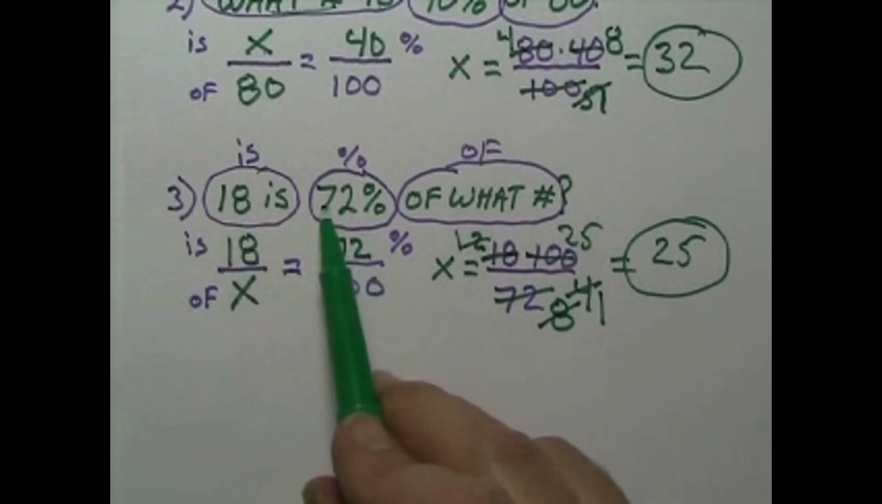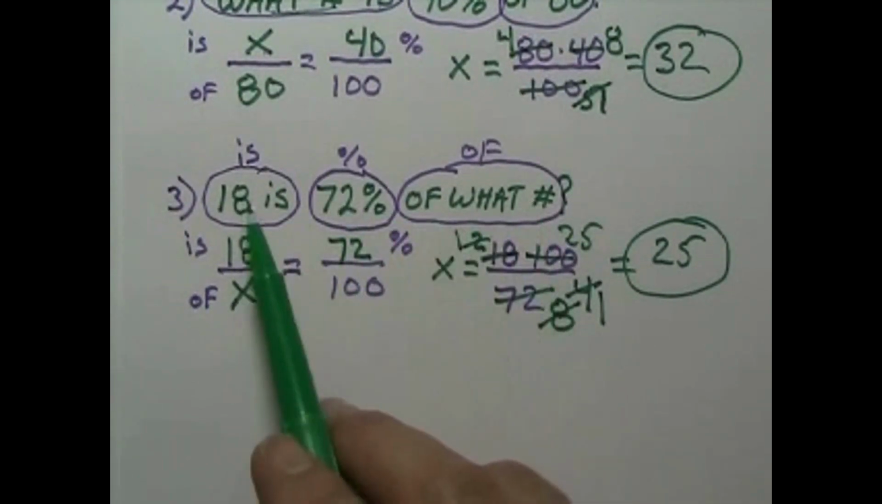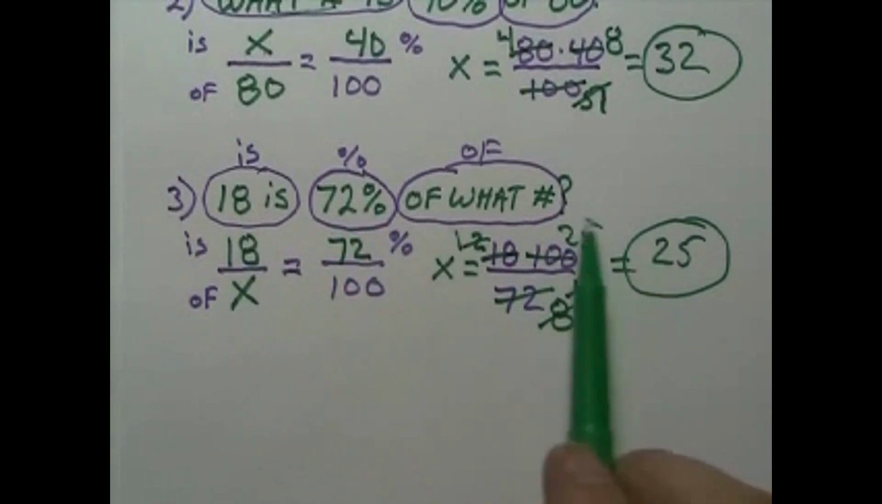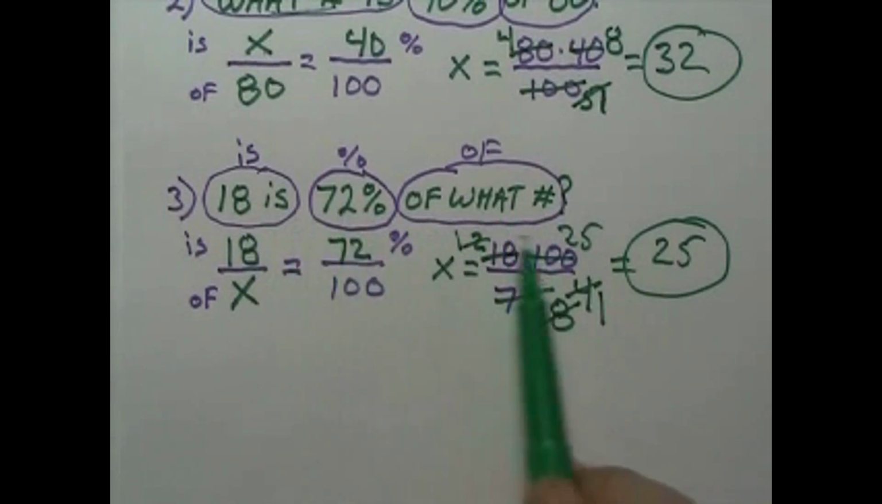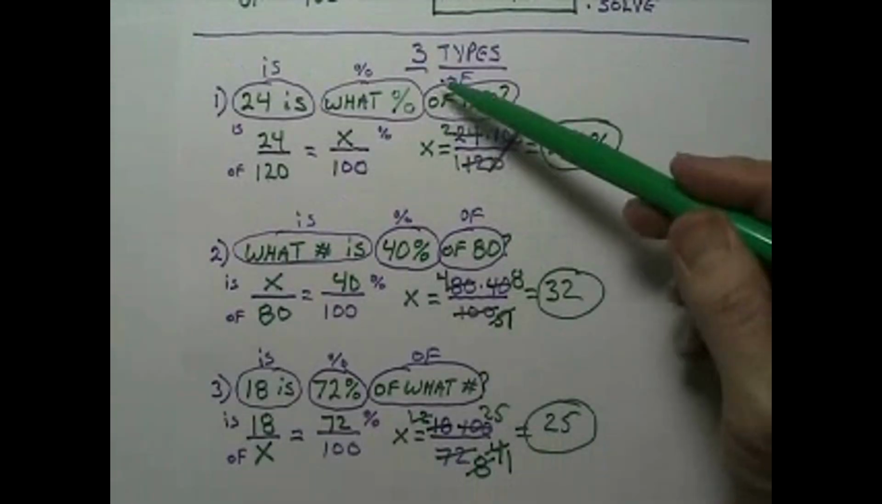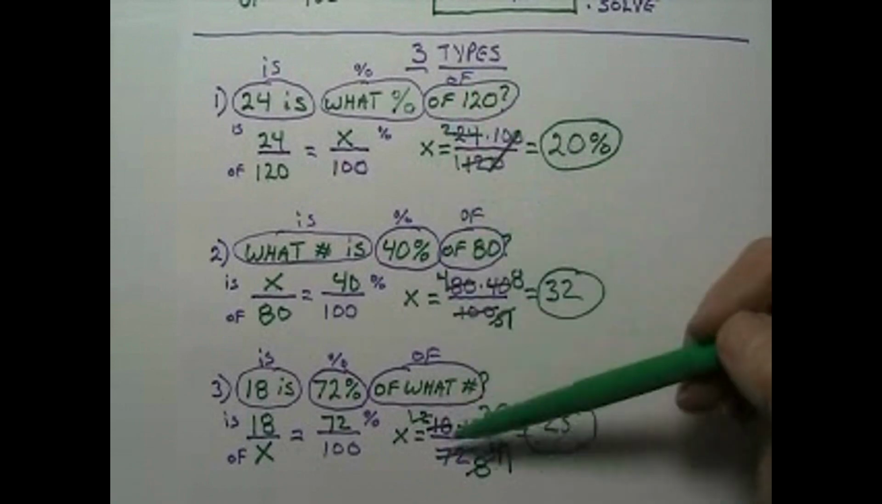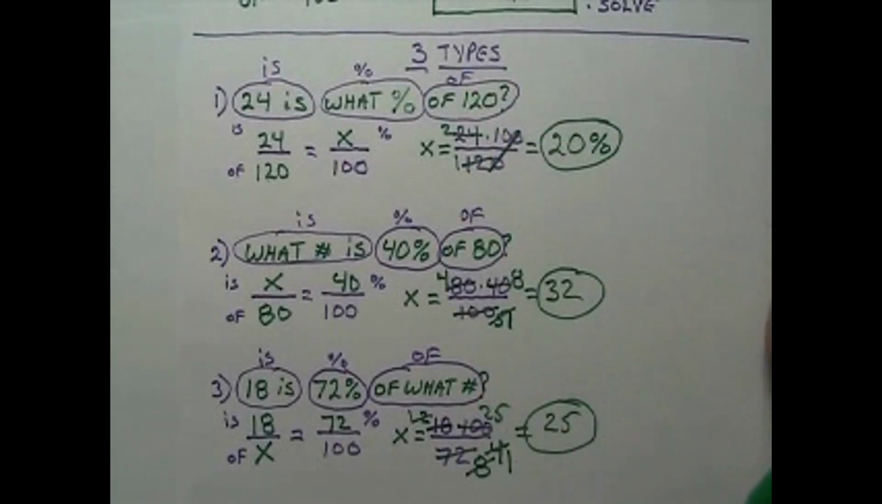So back to the question. 18 is 72% of what number? 18 is 72% of 25. So now you know how to solve 3 types of word problems using proportions.